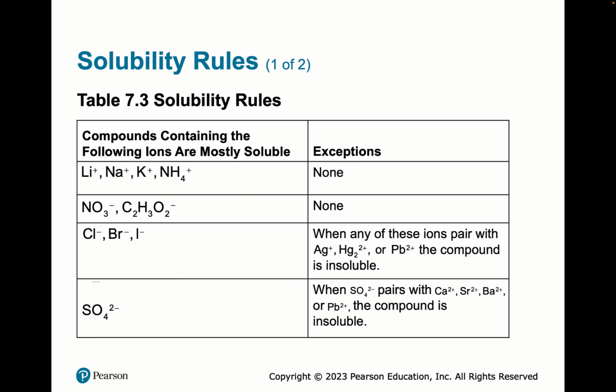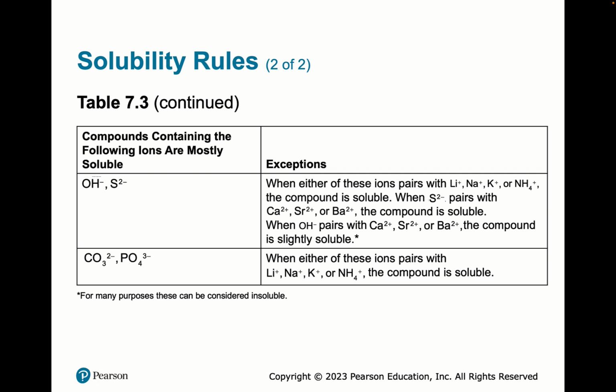Lead plus 4 will also be insoluble, as will lead plus 2. This is also important for lead acid batteries, for the lead plus 2. So keep on going. Now, these tend to be insoluble. Hydroxides and sulfides tend to be insoluble, with the exception of the alkalis and ammonium ions. Calcium, strontium, barium sulfides tend to be soluble, and when hydroxide pairs with calcium, strontium, and barium, the compound tends to be slightly soluble.